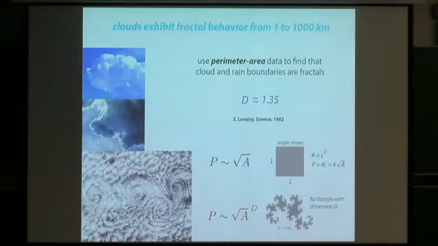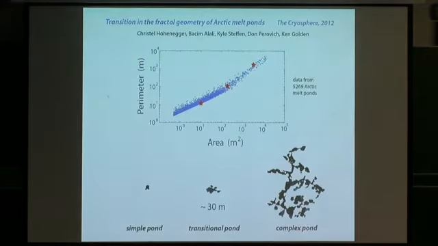And then, motivated by some work by Lovejoy on clouds, who used area-perimeter data to find that cloud and rain boundaries have a fractal dimension of about 1.35. It's based on how the perimeter scales with area, basically. And if the perimeter is growing so fast, you're starting to develop a fractal type behavior. And we thought we'd see something similar for melt ponds, but we saw something much more interesting.